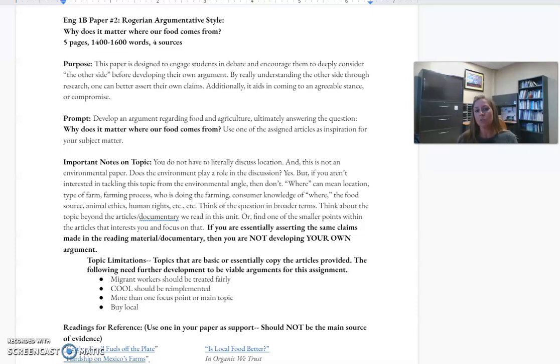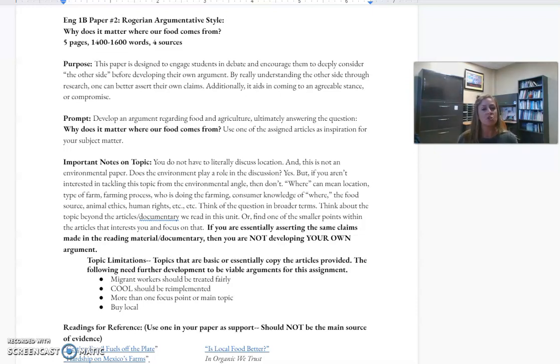So I really want you to be thinking about the broader question of why does it matter where our food comes from? And think of that as an umbrella idea. And then what can you pull out of it that's interesting to you? Okay. If you are essentially just talking about the same thing as one of the articles or the documentary film, then you're not really coming up with your own idea.